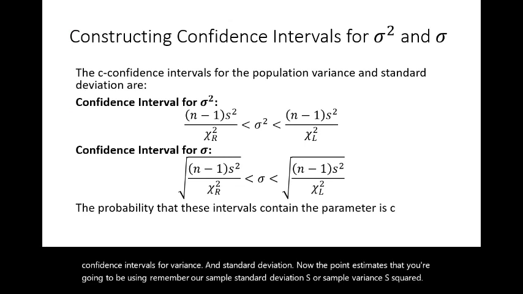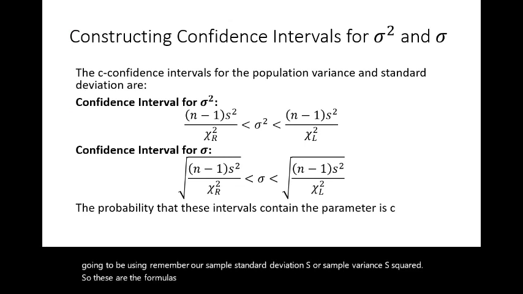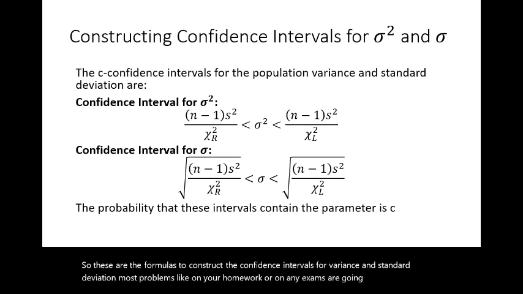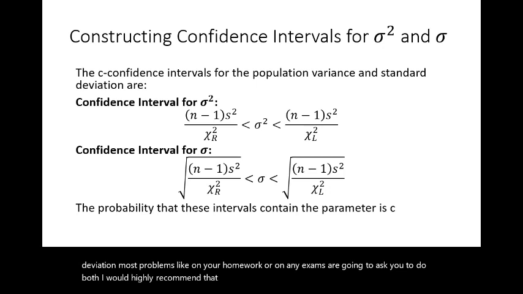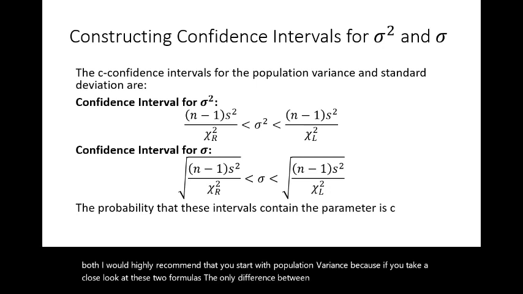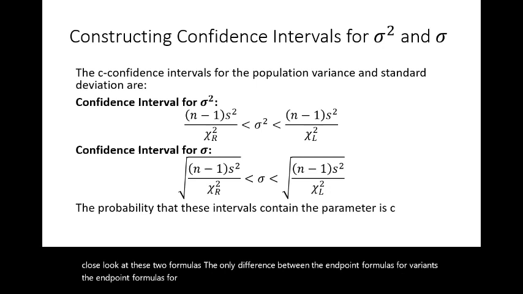So these are the formulas to construct the confidence intervals for variance and standard deviation. Most problems, like on your homework or on any exams, are going to ask you to do both. I would highly recommend that you start with population variance, because if you take a close look at these two formulas, the only difference between the endpoint formulas for variance and the endpoint formulas for standard deviation is that the standard deviation has a square root, because remember, standard deviation is the square root of variance.